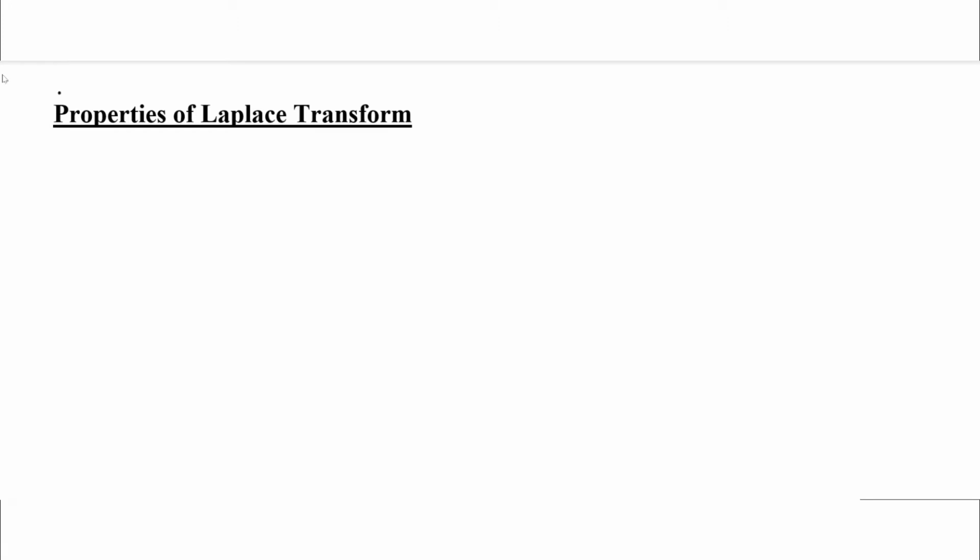Today we will be discussing properties of Laplace transform. So let us start with the first property.